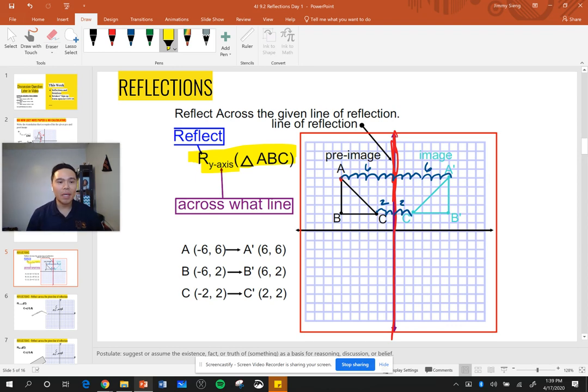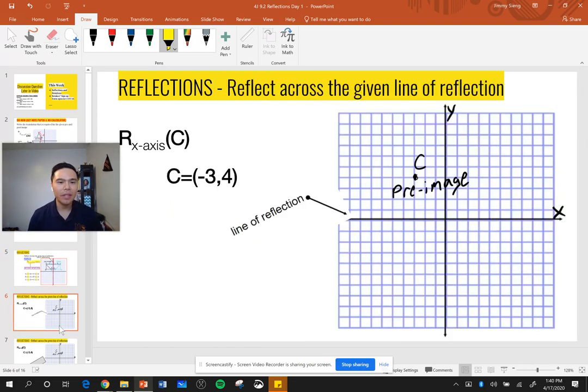Another thing to notice here is that the reflection of, for example, point A of the triangle ABC is just the opposite sign, right? So is it fair to say that if reflecting off the y-axis, all of these x values will change signs, okay? Now let's do another example where, instead of reflecting on the y-axis, we're reflecting on the x-axis.